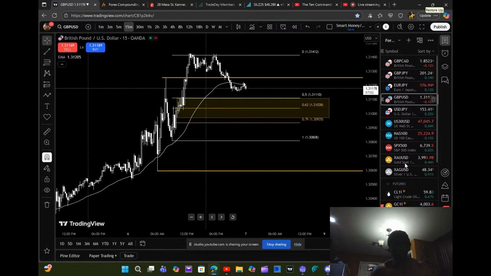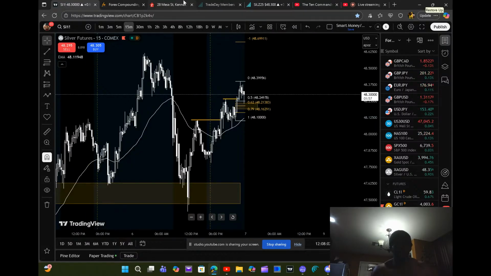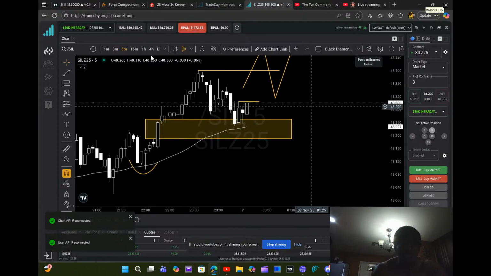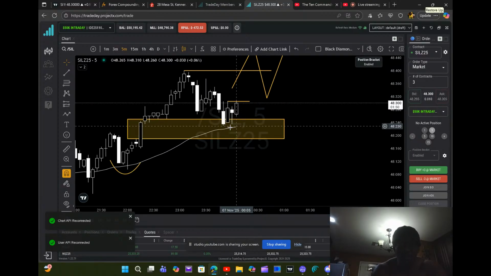All right, let's go back to silver. I don't want to stray too far and miss it. Look, it's starting to look... Y'all see that? So it didn't come down like I wanted it to.